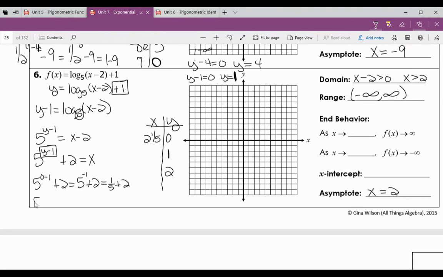I'm going to plug in 1 next. So 5 to the 1 minus 1 power, plus 2. That gives me 5 to the 0 power plus 2, which is 1 plus 2. And that outcome is 3. Then my last number in my chart, 5 to the 2 minus 1, plus 2. And that gives me 5 to the first power plus 2, which would give me 7.